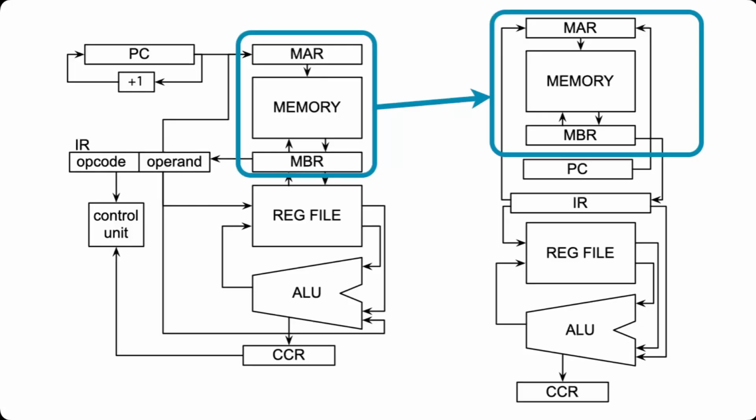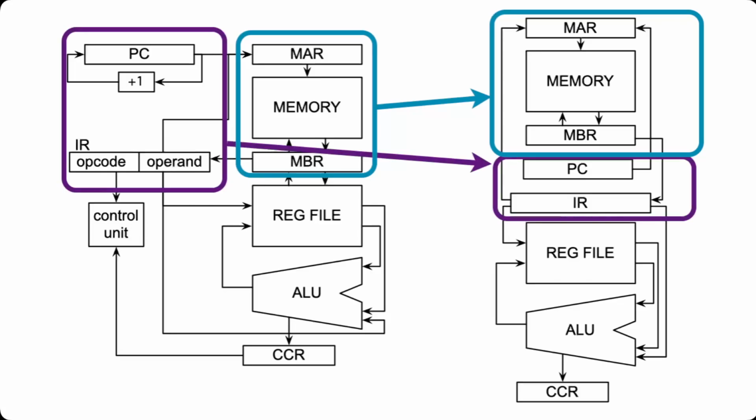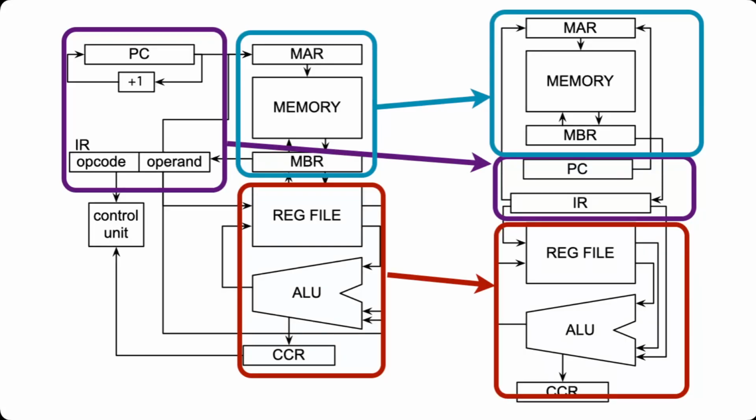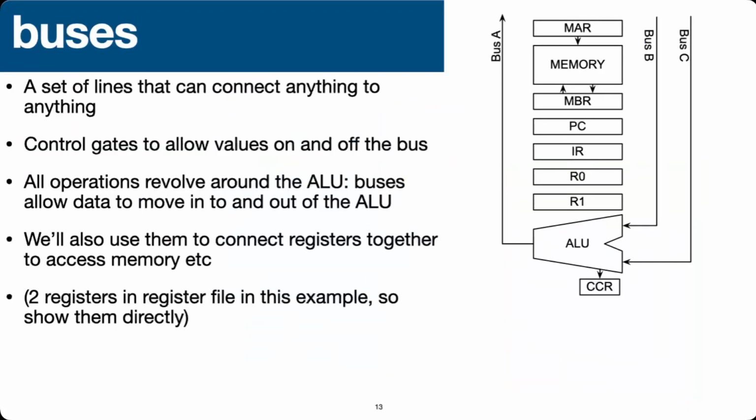So the memory is still isolated. The program counter is here. Now, one thing we're going to be able to do with a bus architecture is allow the ALU to increment the program counter rather than having a separate incrementer. So we've lost an incrementer. Isn't that interesting? And then we've got the same register file, the same ALU. It's all the same parts. We've just shifted it around a little bit. And now it looks like this.